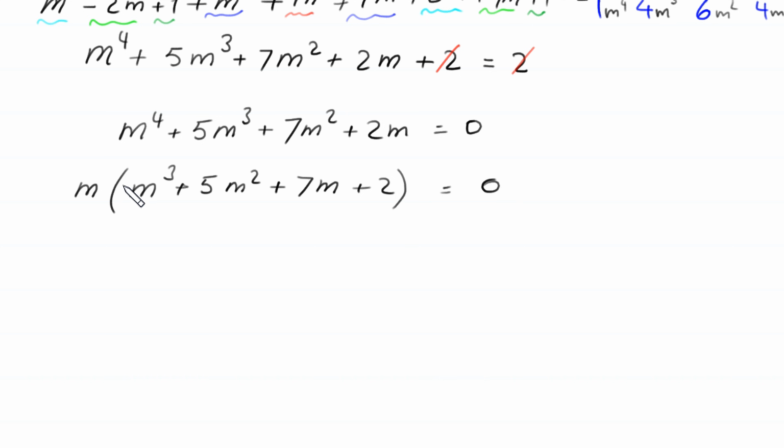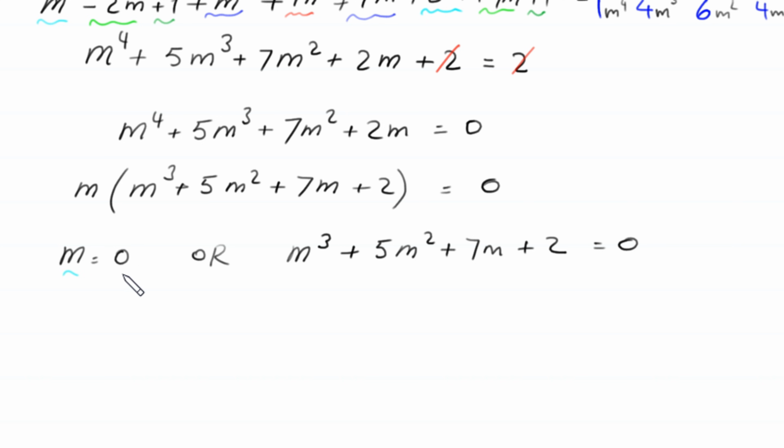Now from here either m is equal to 0 or this expression m³ + 5m² + 7m + 2 is equal to 0. So the first value of m is 0. Now to find other three values of m, we solve this cubic equation. To solve this cubic equation, we use synthetic division.